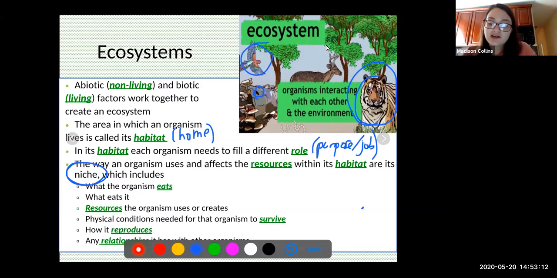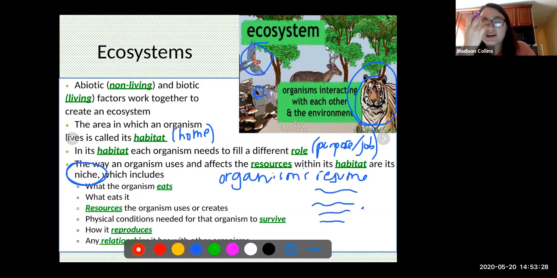I like to think of it kind of like the organism's resume. Let me show you what I mean. It's an organism's resume because it's basically a list. It's like a Wikipedia article of everything that organism has to offer. So it's a list of what the organism eats, what eats it, what it does, where it lives. It's basically everything you need to know about that organism and how it makes a living. So let's learn more about niches.